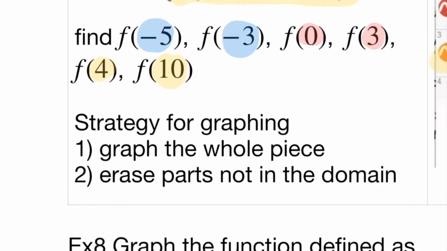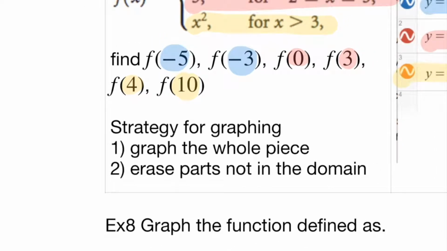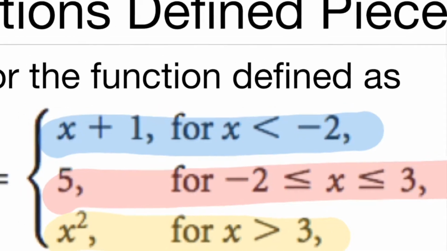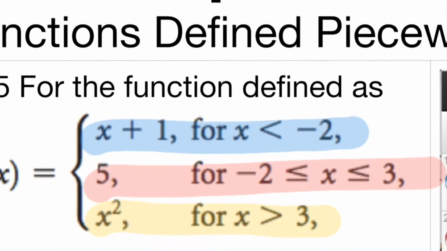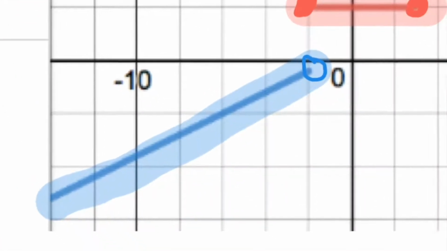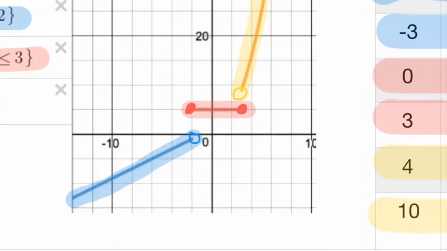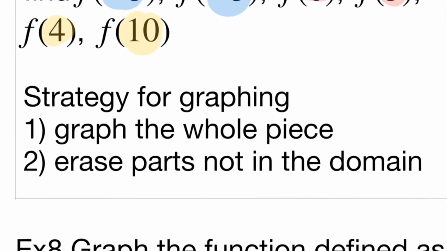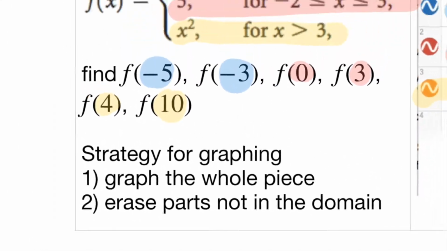I think the easiest way to graph these, if you're doing it by hand, is to graph the whole piece first. For example, graph all of x plus 1. It would look like this. It's a straight line, and it wouldn't just be this part that you see right here. It would be the entire thing all the way across. Graph that.